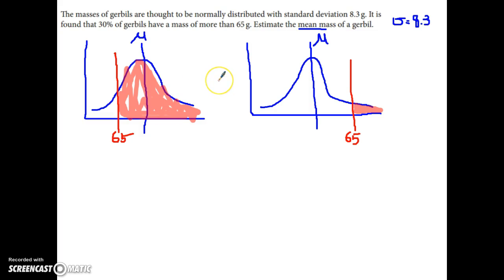Maybe you should pause the video and think about this. I'll give you a hint: look at the area.